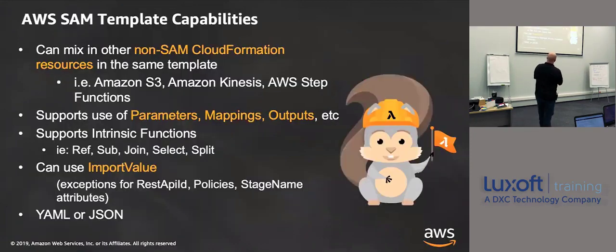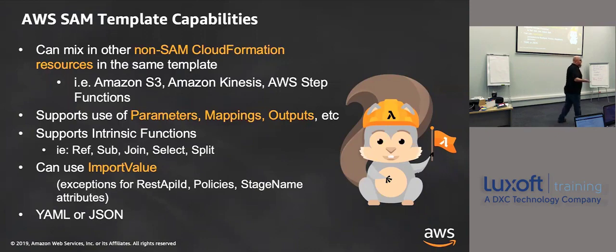Okay? So AWS SAM is based on CloudFormation. I know we talked about this a little bit, we'll go a little deeper. If you've never used CloudFormation, it's the templates that allow you to build out your infrastructure. This can mix in non-SAM CloudFormation resources in the same template, so other CloudFormation resources, like a bucket, which I showed you. It supports use of parameters, mappings, and outputs.